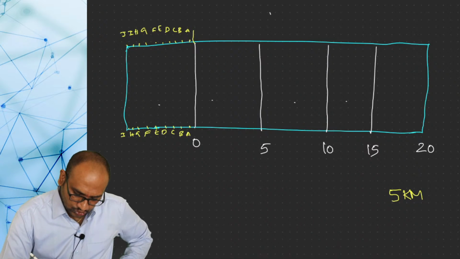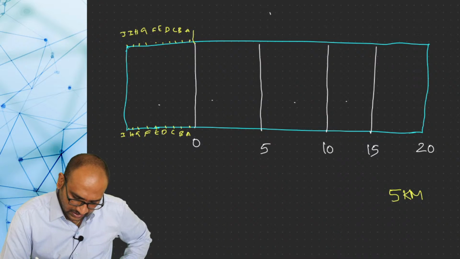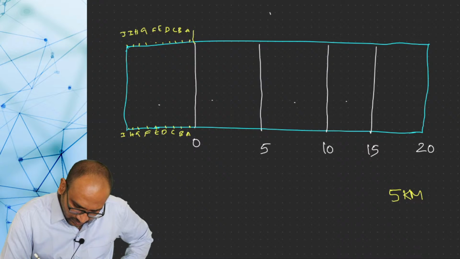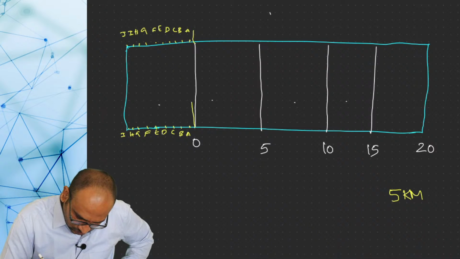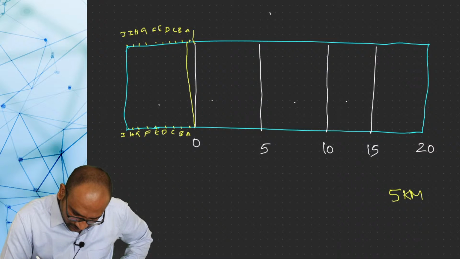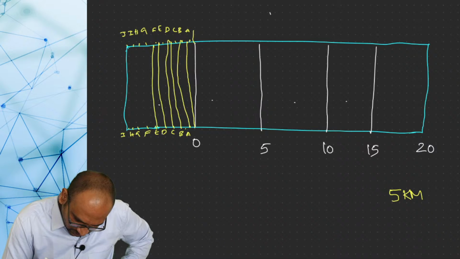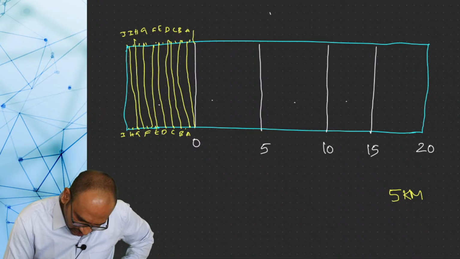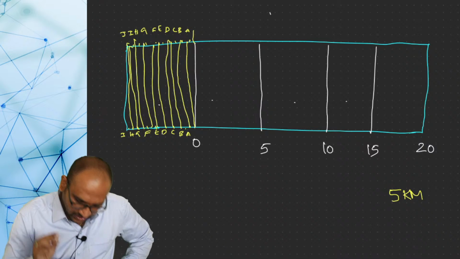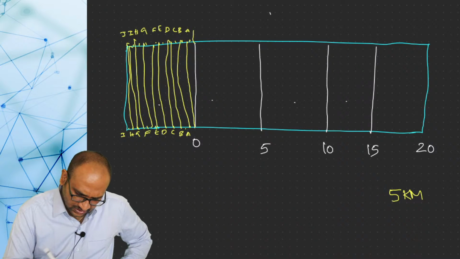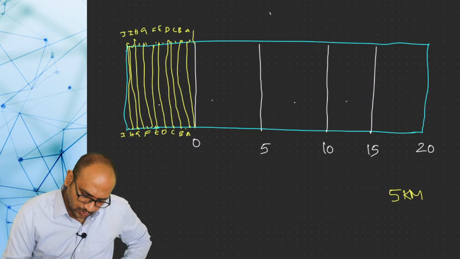Now you join 0 and A like this diagonally: 0, A, then 0, A, B, like this diagonally you join. Then A, B, B, C, C, D, D, E, E, F, F, G, G, H, H, I, finally I, J, like this diagonally you join. Next, divide this portion also into 10 parts.